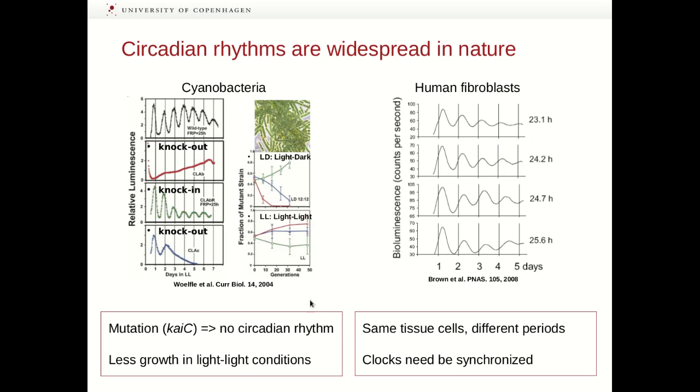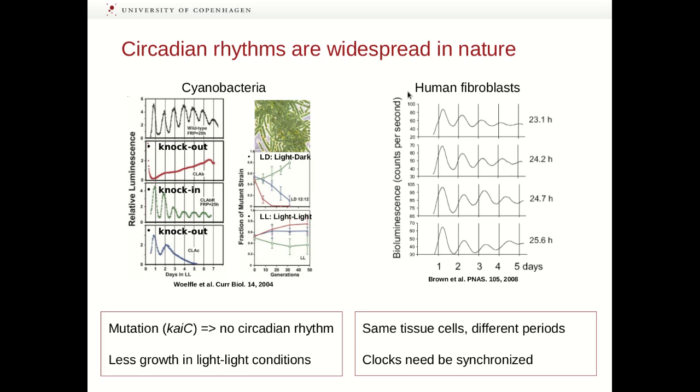So in summary, a mutation of one of the central genes for the circadian oscillator will cause the circadian rhythm to cease. And the wild-type cyanobacteria display less growth compared to the knockouts in light conditions.